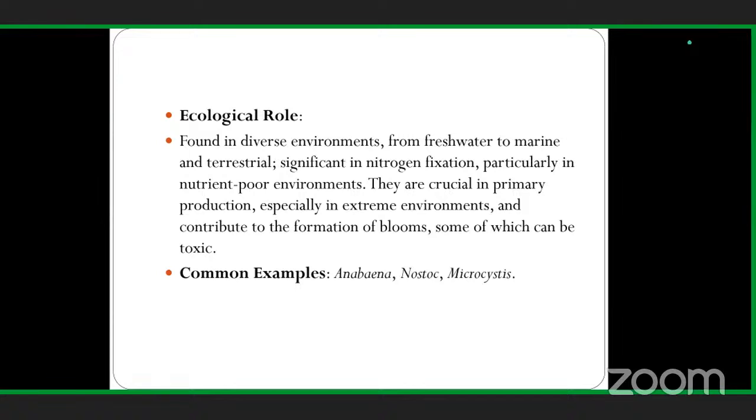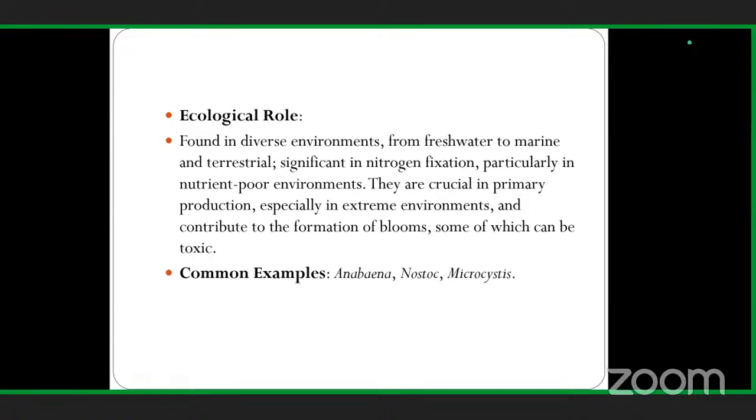They are crucial in primary production, especially in extreme environments, and contribute to the formation of blooms, some of which can be toxic. So they can also form blooms, which are toxic in nature. They can also thrive in extreme conditions, and they help in nitrogen fixation. Common examples are Anabaena, Nostoc, and Microcystis.